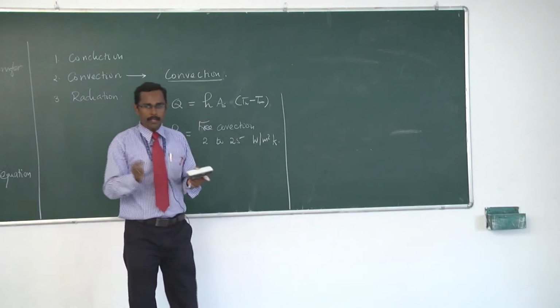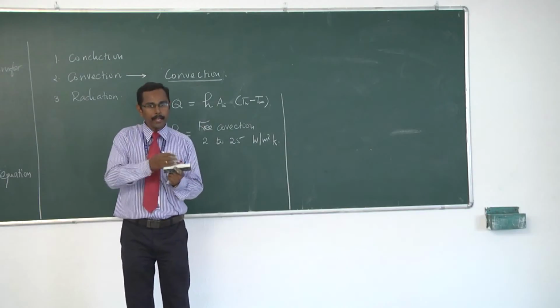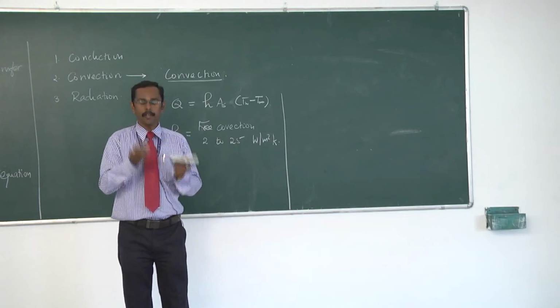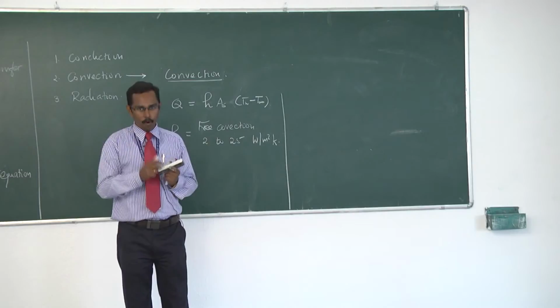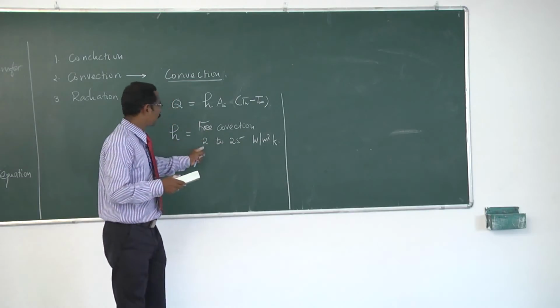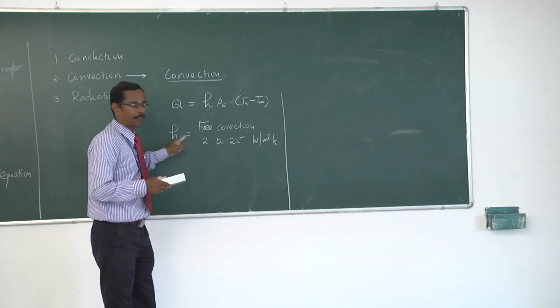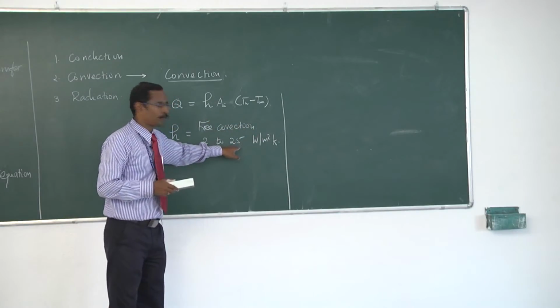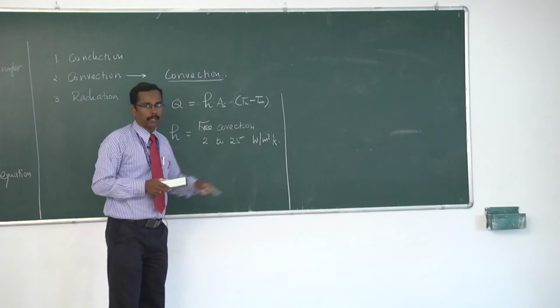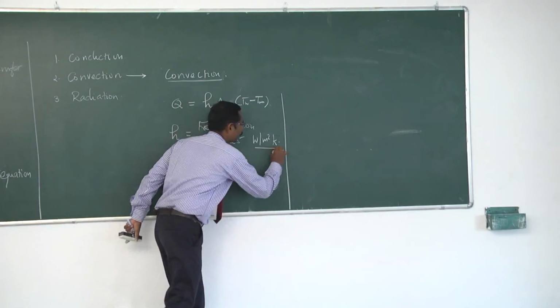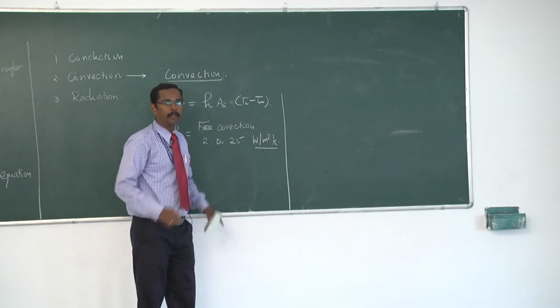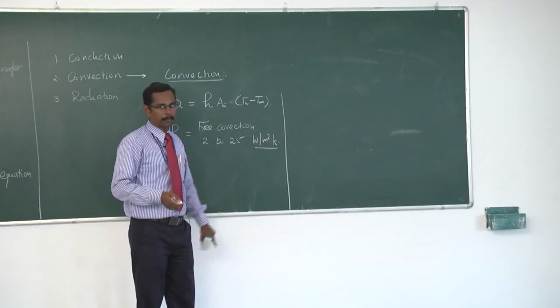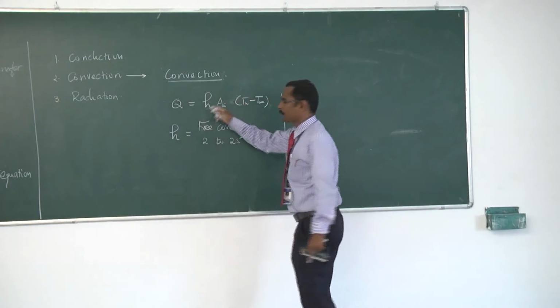If we are using any external medium for creating the motion of the fluid, this kind of convection is called forced convection. For free convection, the heat transfer coefficient for gases will be 2 to 25 watt per meter squared Kelvin. Here I have given the unit watt per meter squared Kelvin. We have to derive this unit with the help of this law.